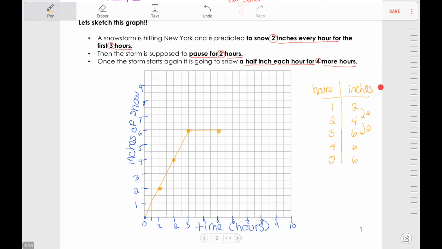Okay, and then lastly, it says it's going to go a 1/2 inch for 4 more hours. So we're talking about hours 6, 7, 8, 9 is 4 more hours. And it's going to go a 1/2 inch each of those. So we're going to go plus a 1/2, so that's 6.5. Plus a 1/2 again, that's 7. Plus a 1/2 again, that's 7.5. And once more, that's 8. So then we're just going to go ahead and plot that. So for hour 6, 6.5, hour 7, 7.